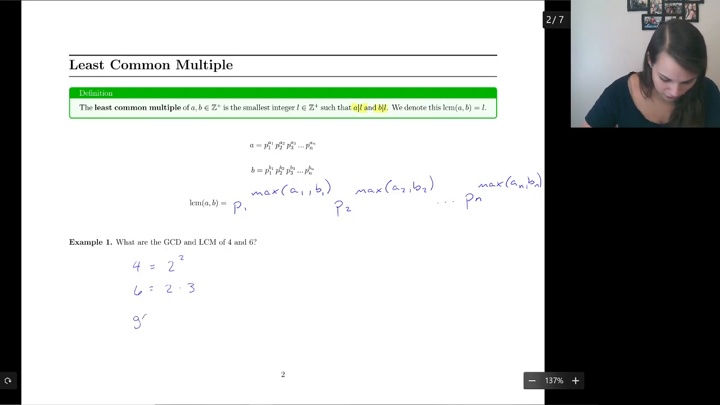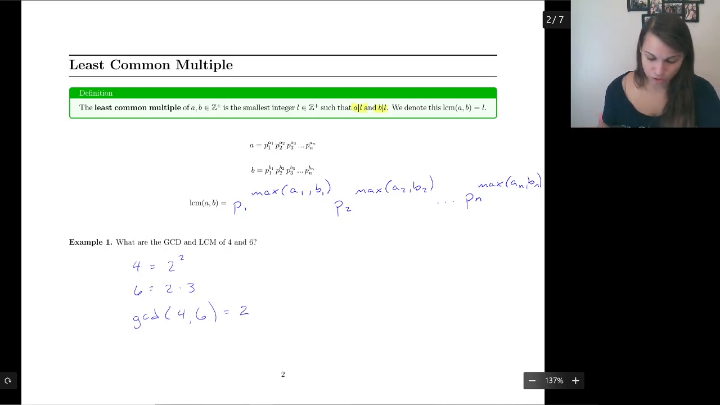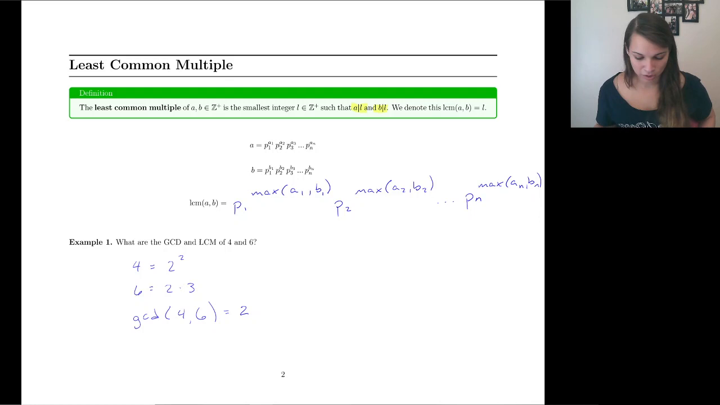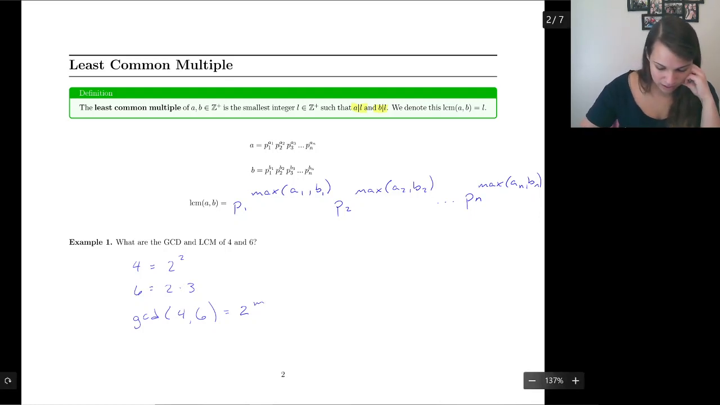So remember, the GCD of 4 and 6 is going to be equal to prime 1, which is going to be 2. That is the smallest prime number we're working with. And we're going to pick the minimum between 4 and 6. So the two exponents we have to choose from are 2 and 1.